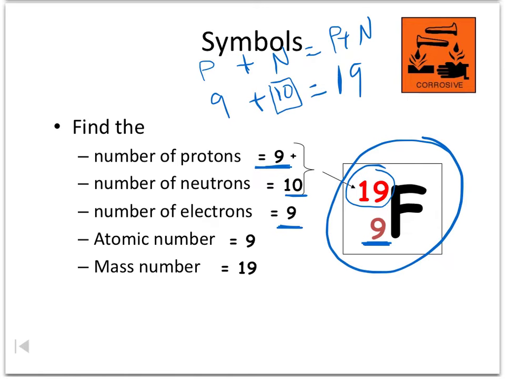Okay, what's the atomic number? The atomic number is the same as the number of protons, and so that's 9. The atomic number is the number of protons. And what is the mass number? That's the total number of protons and neutrons combined, and that is 19.